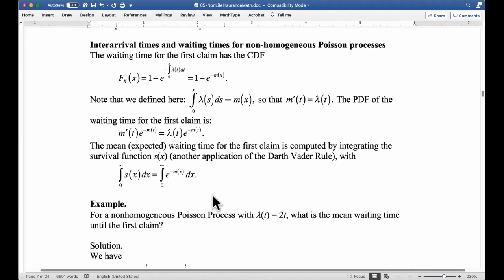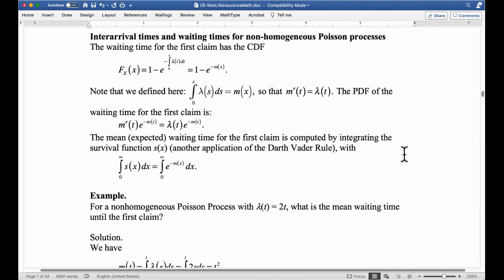That follows from the fundamental theorem of calculus. The PDF of the waiting time for the first claim is the derivative of the CDF. So that's going to be equal to, if we write it as t, m prime of t e to the minus m of t, and that's equal to lambda of t e to the minus m of t. The mean or expected time for the first claim is computed by integrating the survival function S of x, and that's another application of the Darth Vader rule. So the expected value is the integral of the survival function, and the survival function in this case is equal to e to the minus m of x, and m of x is calculated as the integral of the lambda.